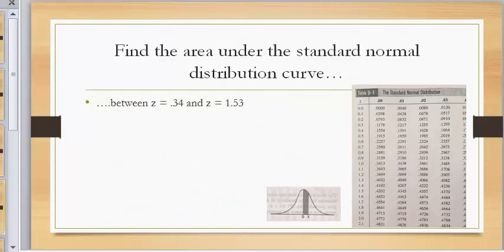Okay, so our last example, we're finding the area under the standard normal distribution curve between z is equal to 0.34 and z is equal to 1.53. So note that in this problem, they have given us two z-scores that are on the same side of the curve.